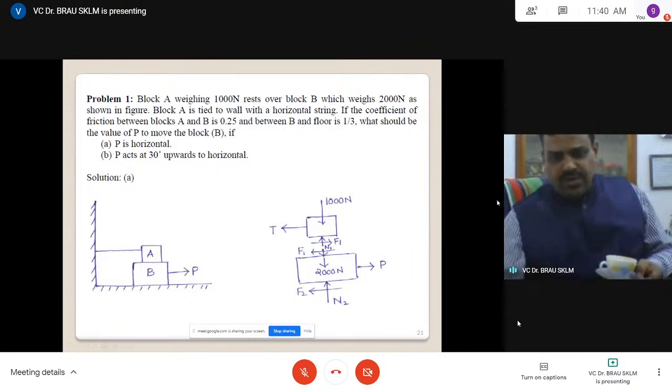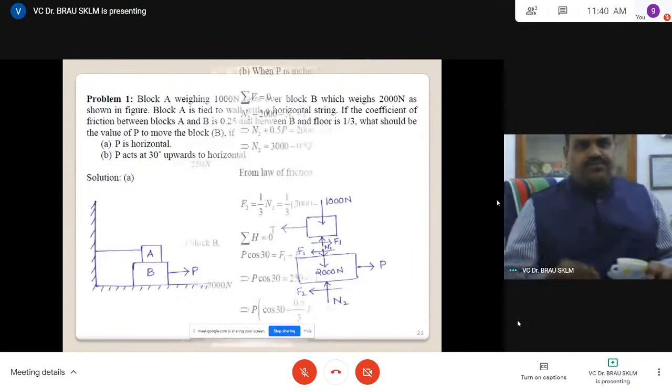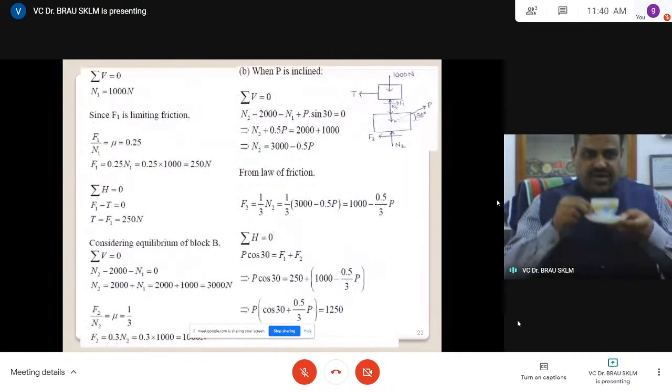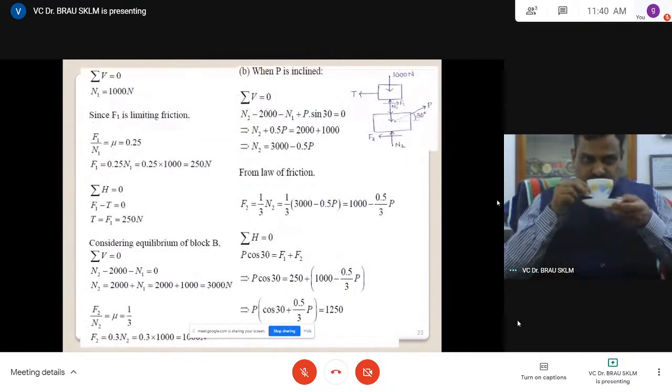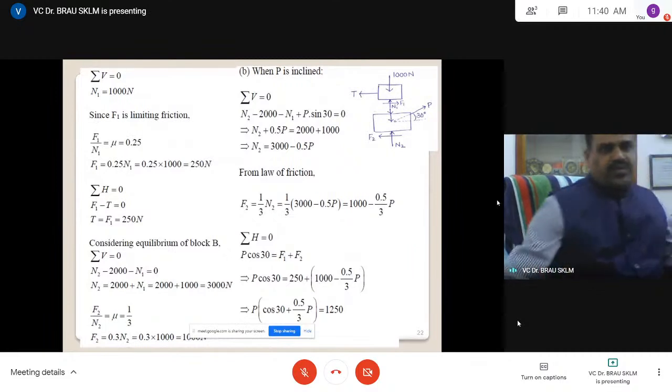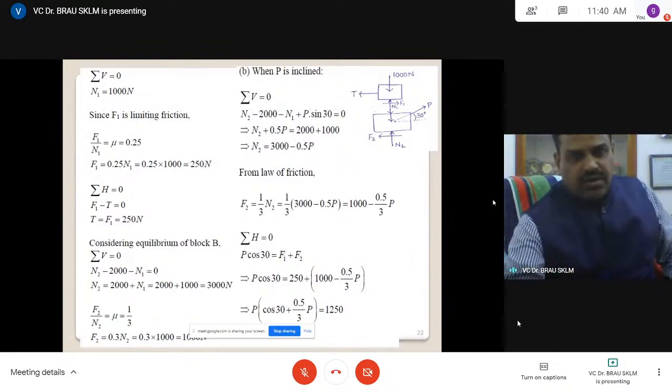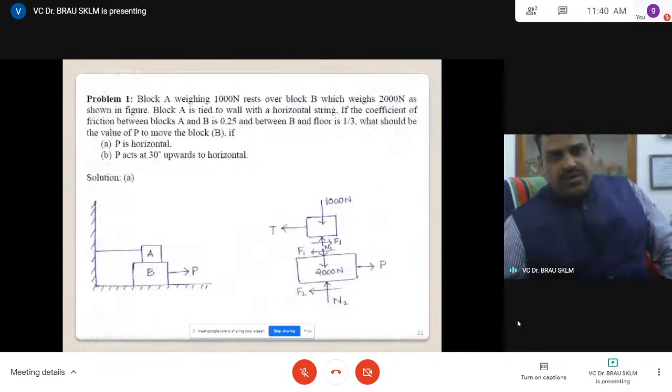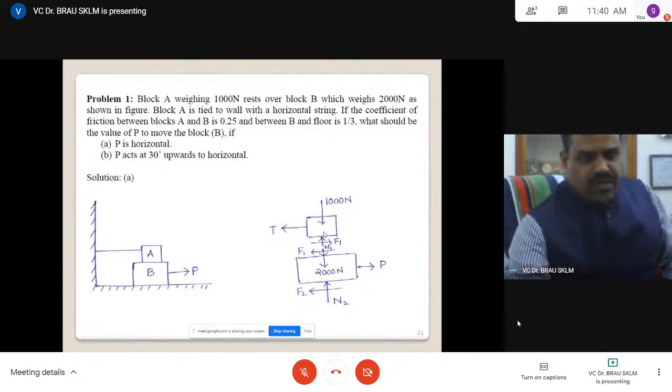Now let us come to how to write the equations. Now let us see the left side, sum of the vertical forces, Fy equals 0 or V equals 0. You can represent it in any form. For block A, downward 1000 is equal to N1. Only two forces. Horizontal force, T is equal to F1. Vertical force, 1000 is equal to N1.